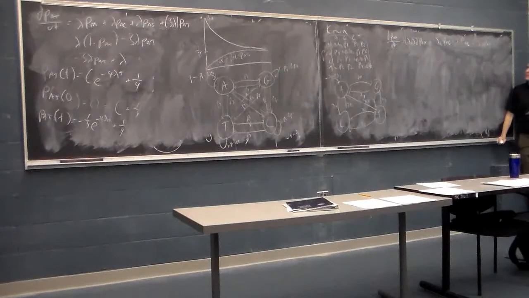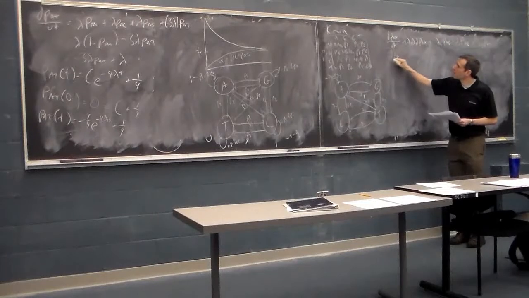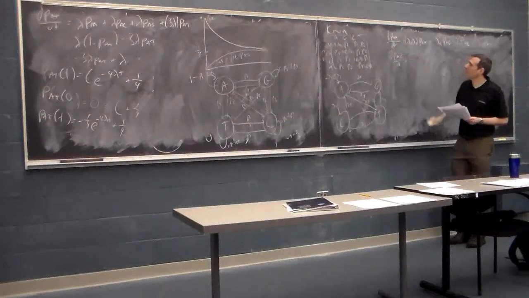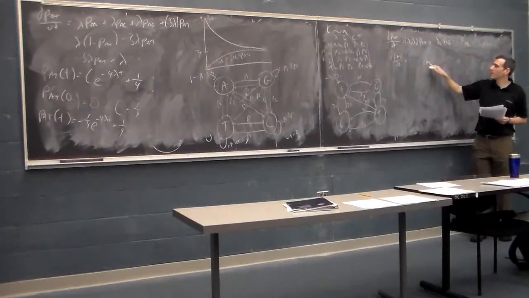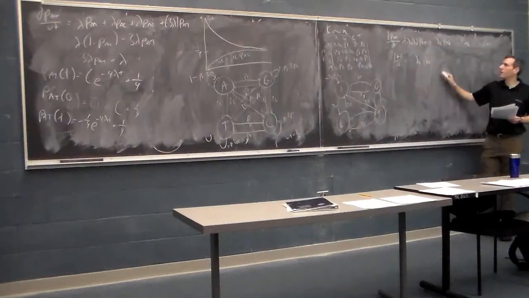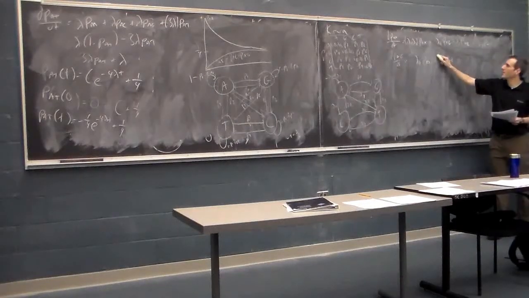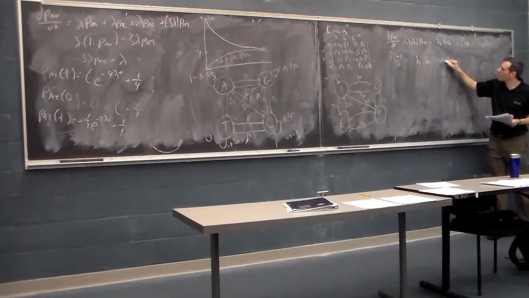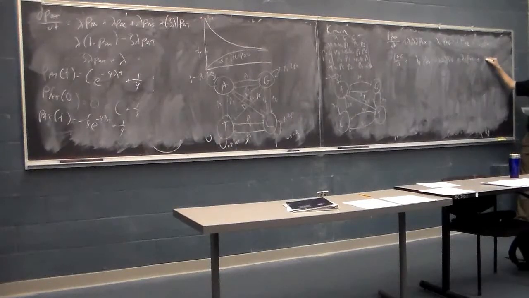And we could do the same thing with each of the other equations. I'm not going to go through all of them, but maybe I'll do one more. If we had dPAG/dt, then we would have a PAA term, the rate of transition from A to G, which is lambda 1, plus a PAG term with the self-transition rate for G, which is minus lambda 1, minus 2 lambda 2, plus a PAC term with the rate of transition from C to G, plus a PAT term, the rate of transition from T to G. And that would give us another Kolmogorov equation.